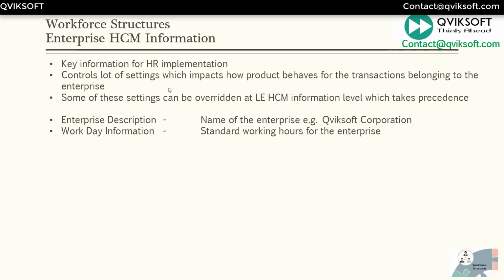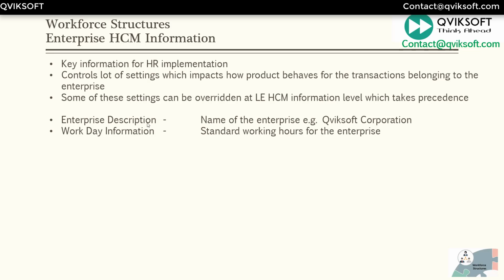As mentioned, this is the key information for HR implementation. It controls a lot of settings, and all those settings are really crucial for your HR implementation. When you're doing implementation, you should discuss in detail with your client and explain to them the purpose of each particular configuration, so that they can give you the right information back. This very much affects how your product behaves. Depending upon the configuration you do here, your product will behave accordingly. So you have to be very careful doing the settings. As I mentioned, some of these settings can be overwritten at the legal entity HCM information level, so that you can control based on the things which are different at a legal entity level.